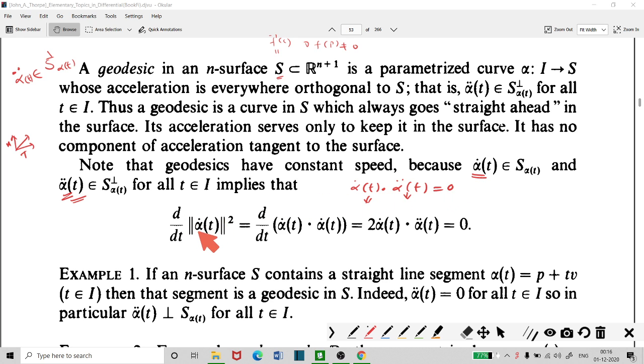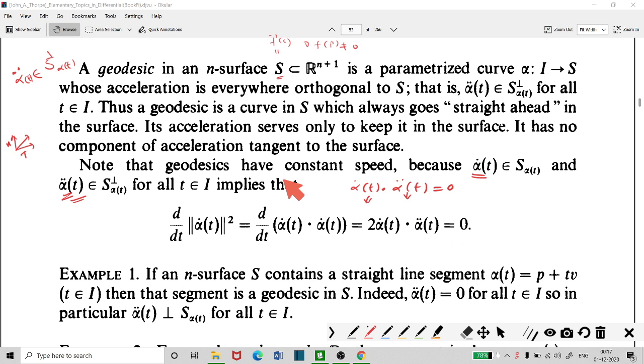Then what is d by dt of the norm of alpha dot squared? It can be written as d by dt of alpha dot dot alpha dot. By taking the derivative, you get alpha dot dot alpha double dot plus the same thing, so that is 2 times this, which is equal to 0. So this shows that a geodesic has constant speed.